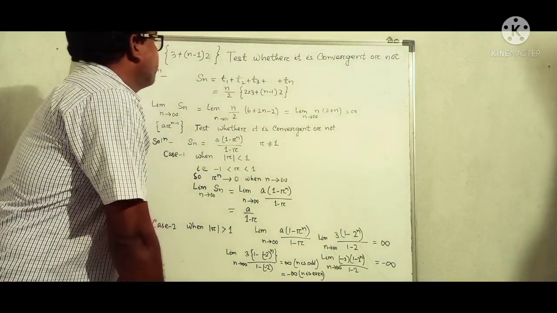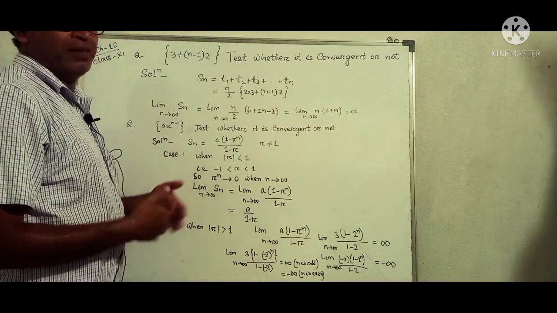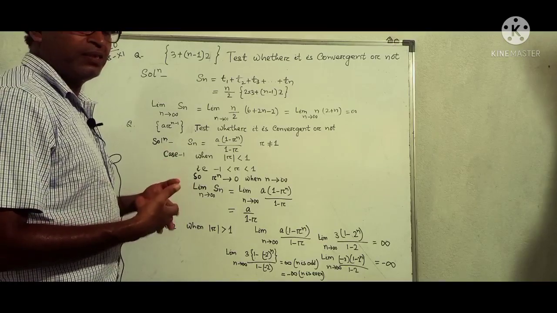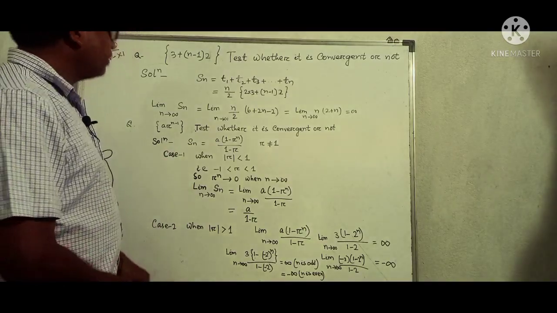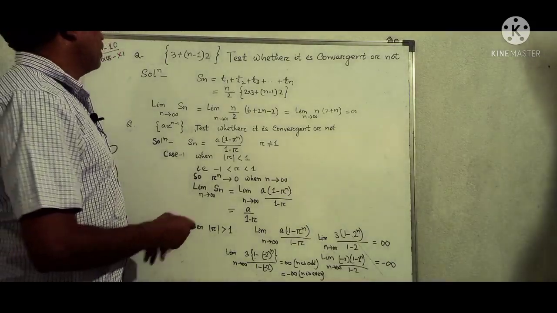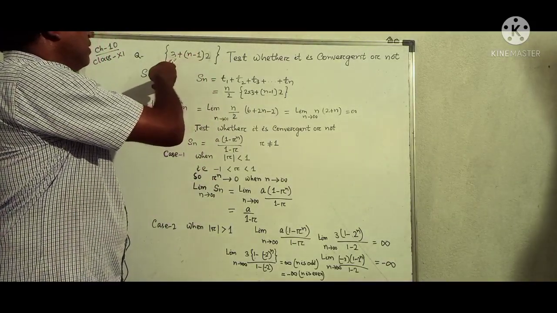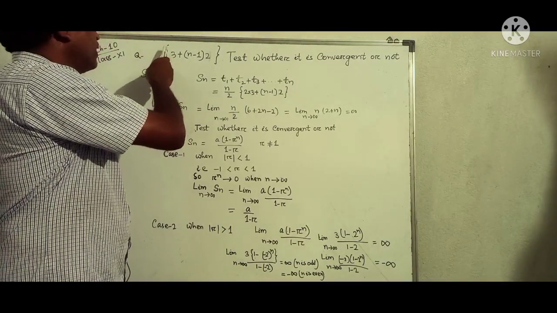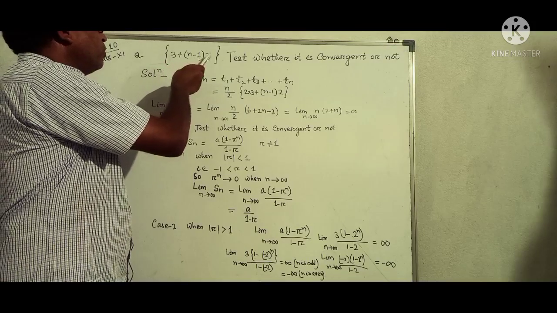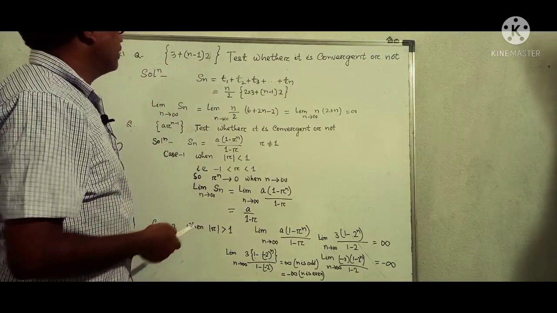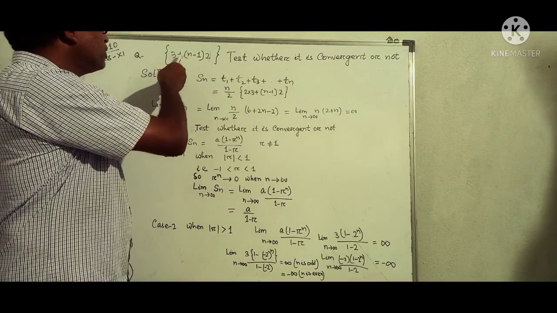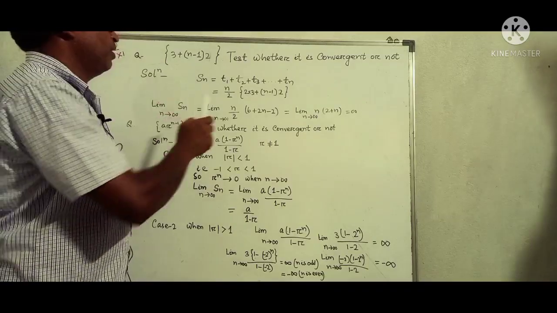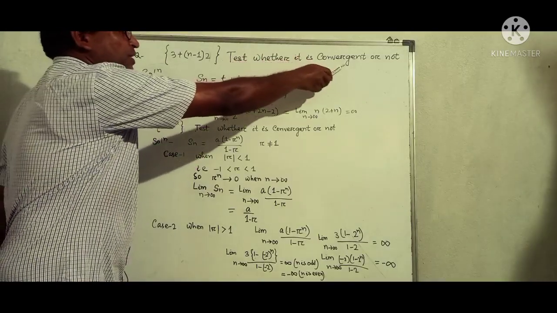Now I am explaining by examples, for your better understanding, about convergent sequences. The question is like this. This is a sequence, Tn is 3 plus (n minus 1) into 2. Test whether it is convergent or not.